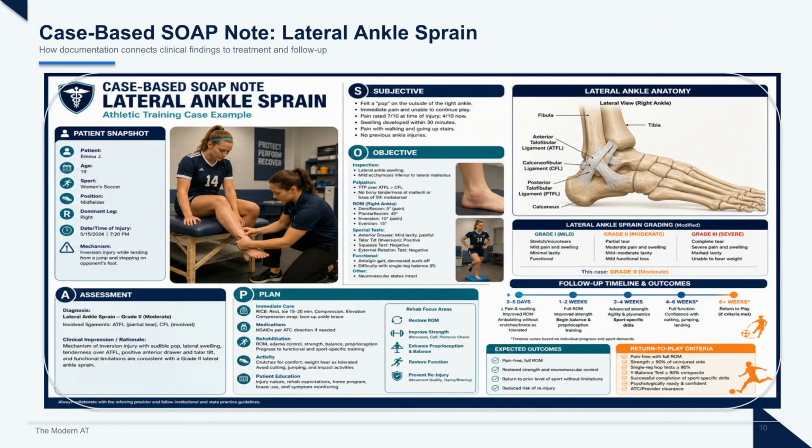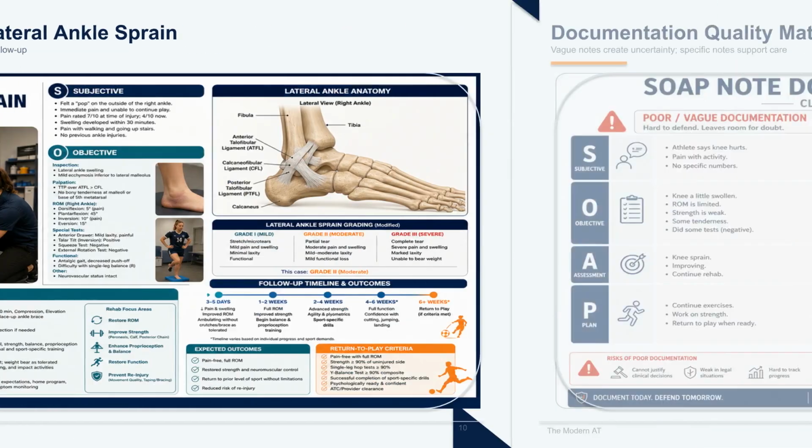This case-based SOAP note illustrates how the sections integrate for a lateral ankle sprain. The subjective report includes the mechanism and pain rating. Objective findings provide measurable data. The assessment diagnoses the injury and identifies functional limitations. The plan specifies immediate care, rehabilitation focus, education, and clear return-to-play criteria.